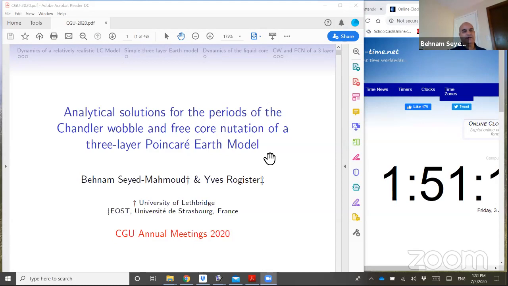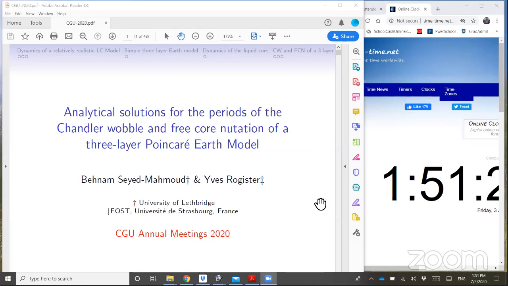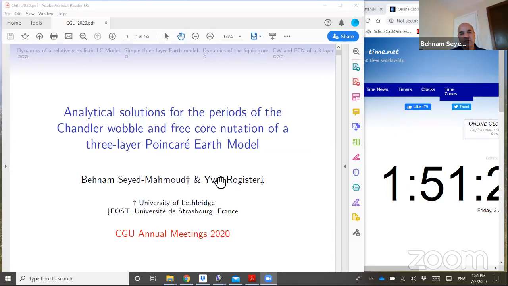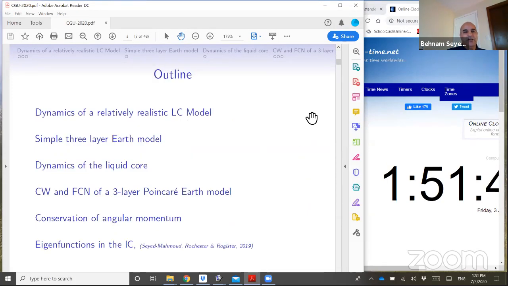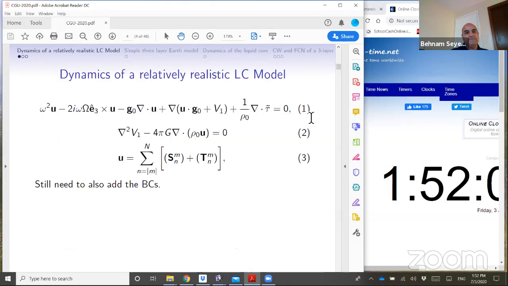All right. I'm a core dynamicist, so you will see a lot of equations here. First, I would like to acknowledge my collaborator, Eve. The abstract is there. This is the outline. We start with a relatively realistic Earth. I explain how the dynamics of a relatively realistic Earth model is dealt with, and then after that, the justification for what we have done.